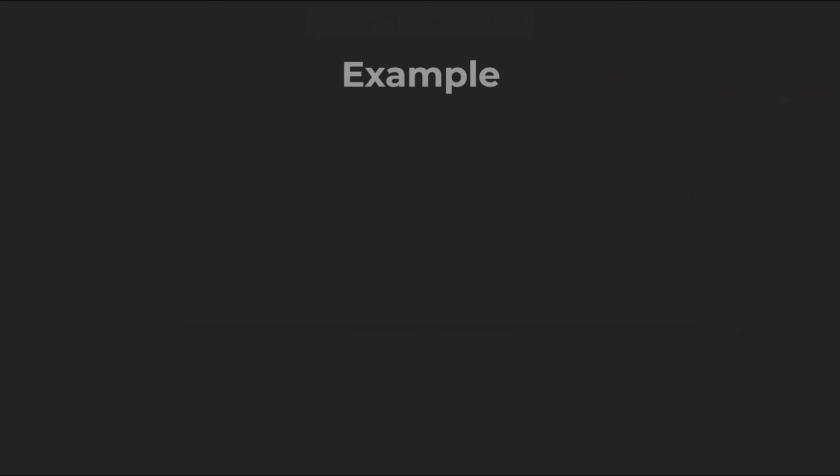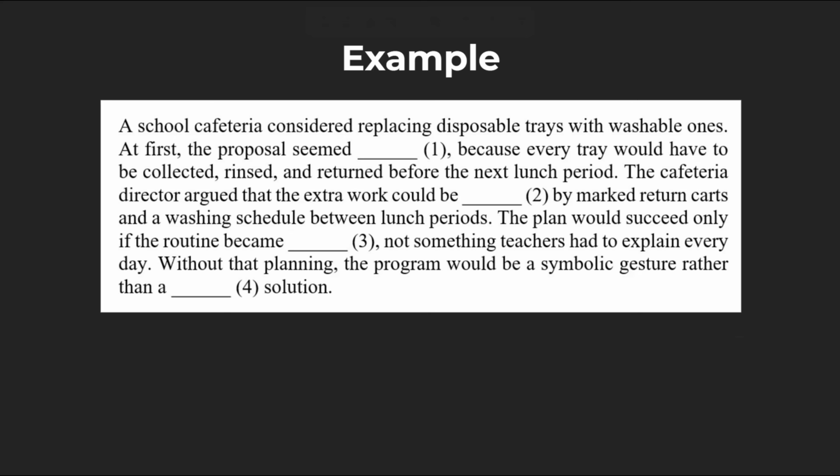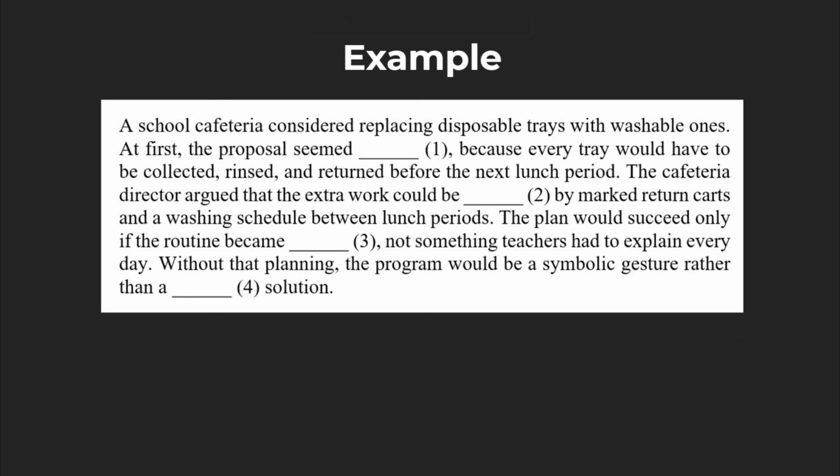Let's take a look at an example. This is what a cloze passage might look like. A school cafeteria considered replacing disposable trays with washable ones. At first, the proposal seemed blank, because every tray would have to be collected, rinsed, and returned before the next lunch period. The cafeteria director argued that the extra work could be blank by marked return carts and a washing schedule between lunch periods. The plan would succeed only if the routine became blank, not something teachers had to explain every day. Without that planning, the program would be a symbolic gesture rather than a blank solution.